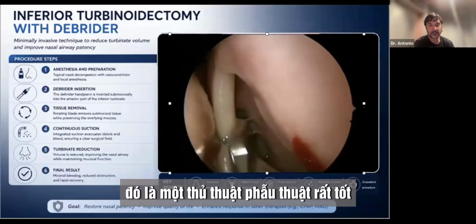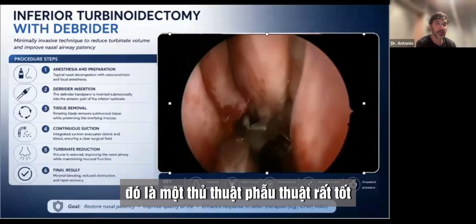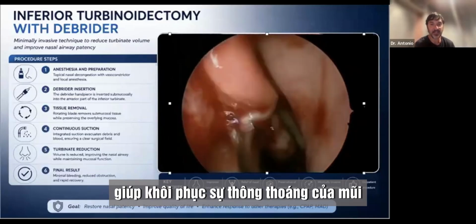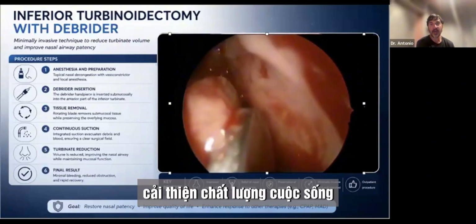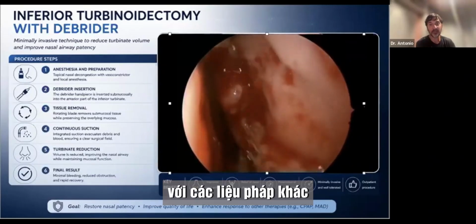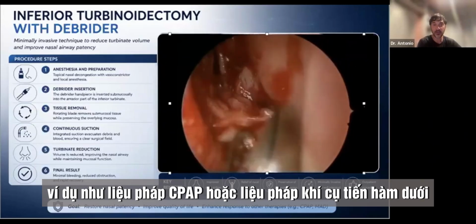That is a very good surgical tool that is going to restore nasal patency, that is going to improve the quality of life, and mainly it enhances response to other therapy, for example, CPAP therapy or mandibular advancement device therapy.